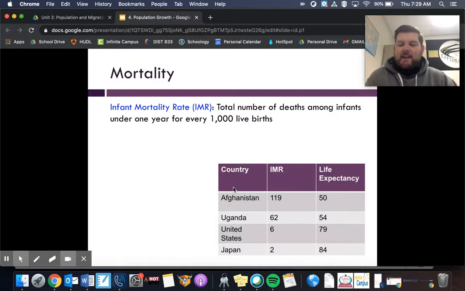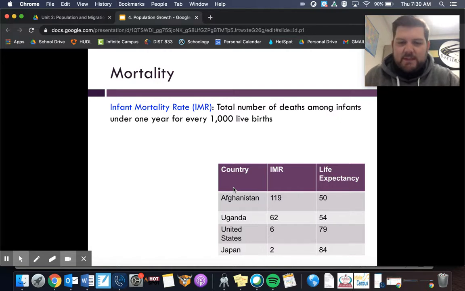Mortality, okay, that's again another statistic that we can use to measure population. Infant mortality rate is the total number of deaths among infants under 1 year for every 1,000 births. Okay, so they look at 1,000 babies that were born and they take the total number of deaths of that 1,000 that died within 1 year, and that's your statistic.